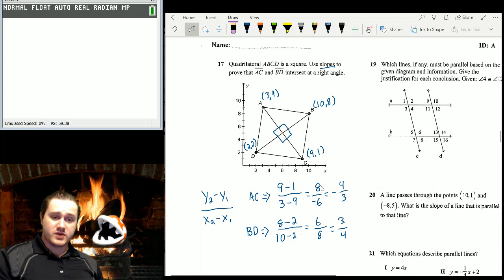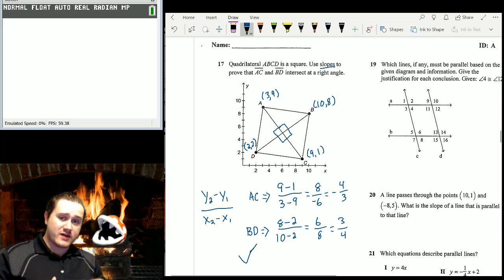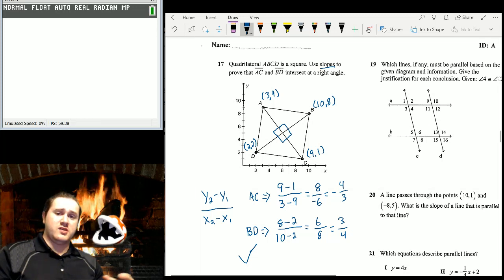Okay, so if they're opposite reciprocals, or if one is 0 and one is undefined, that proves that the lines are perpendicular. So this actually is enough to show that this is proof. Now granted, you aren't going to have a proof like this. This is to hint that you're going to have to be able to do slope formulas to determine if something's parallel or perpendicular.